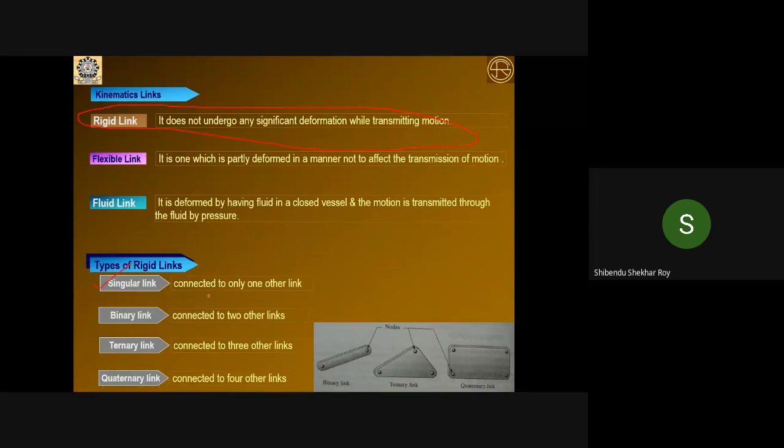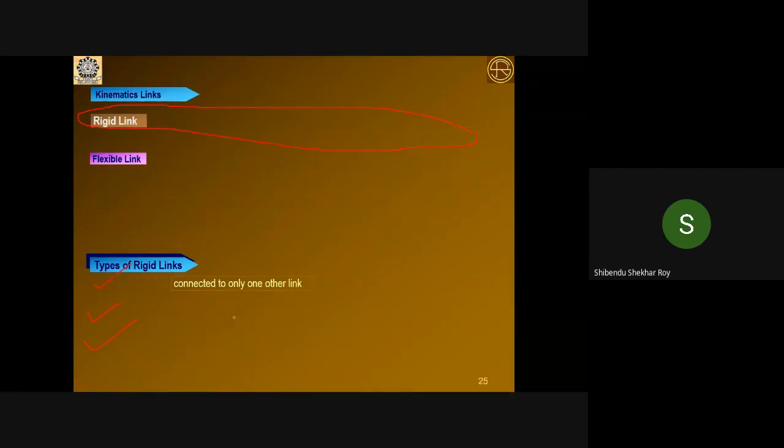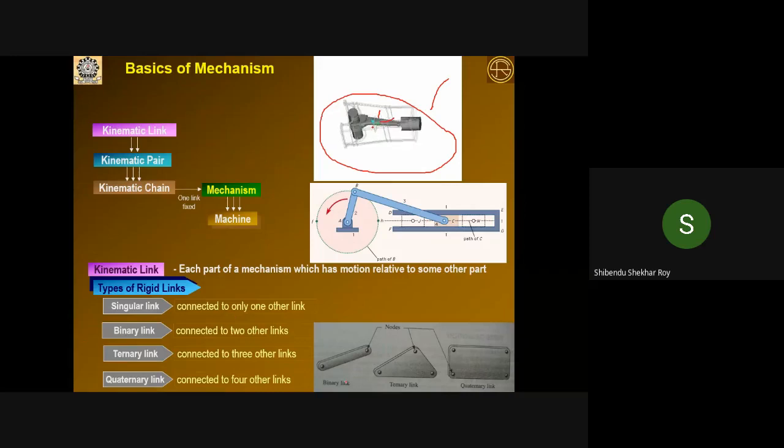Singular links means the link which is connected to one other link. Binary link means a link which is connected to 2 other links. That is called binary link. Ternary links means the link connected to 3 other links, and so on. Now, in order to connect this one, you just see here, let us start with the binary link.